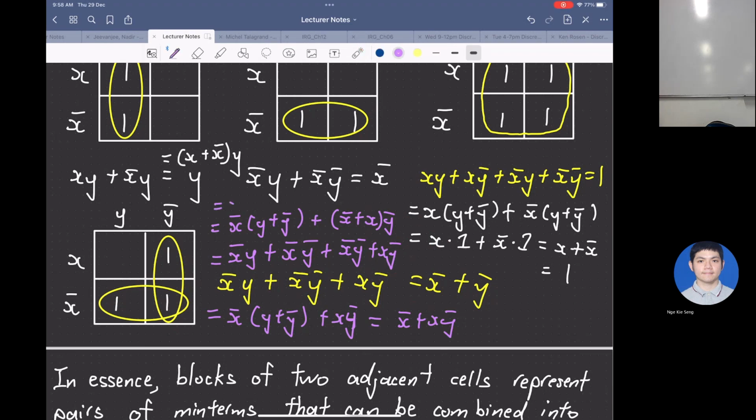Can you see or not? Understand? Okay. So there's some overlap there. Algebra and K-map should work together. But in the exam, I will ask you to use K-map, so you have to learn how to use K-map.